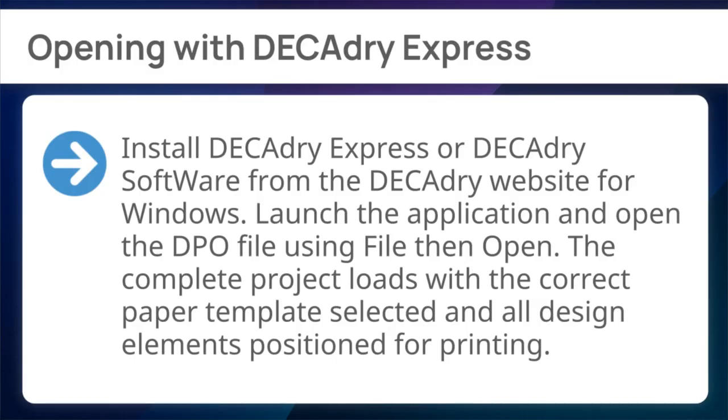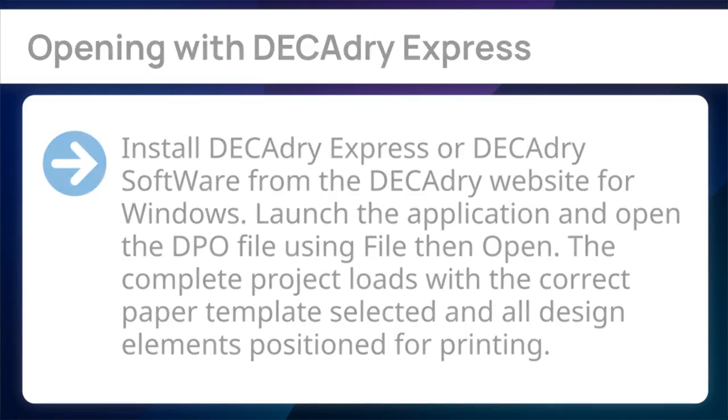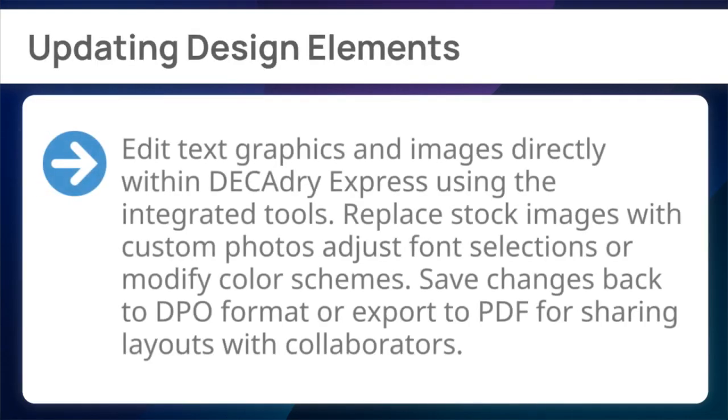Launch the application and open the DPO file using File then Open. The complete project loads with the correct paper template selected and all design elements positioned for printing. Next, updating design elements. Edit text, graphics, and images directly within DECAdry Express using the integrated tools.